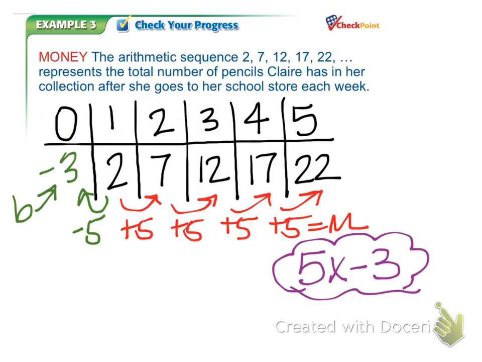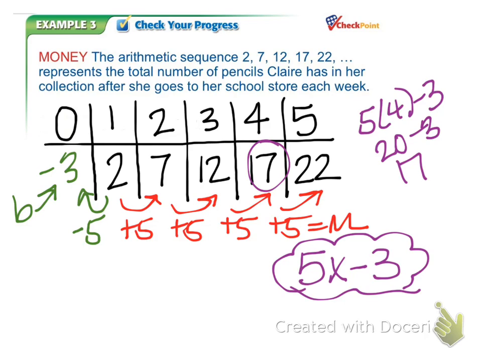If you want to check, let's try the 4. If we have 5 times 4 minus 3, we have 20 minus 3, and that does indeed give us the 17 we need. So that's working with arithmetic sequences.